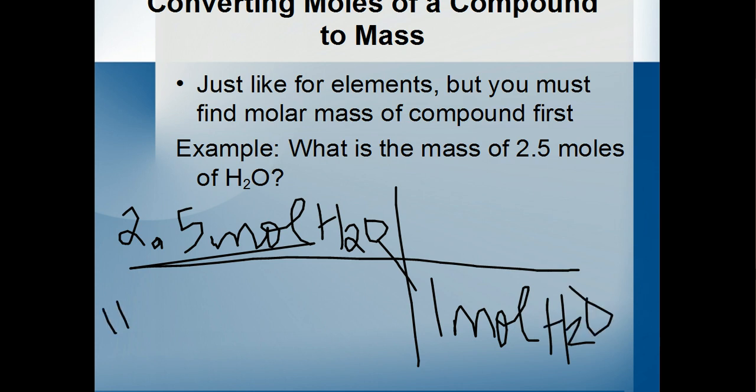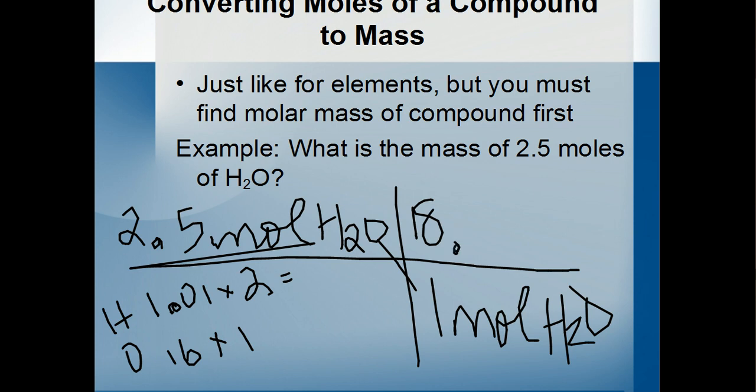So water, I have H and I have O. H is 1.01, and there's 2 of them. And O is 16 times 1. So this is 2.02, and this is 16. So this is 18.02 grams of water. See how easy that one was? That one we could do in our head, basically.